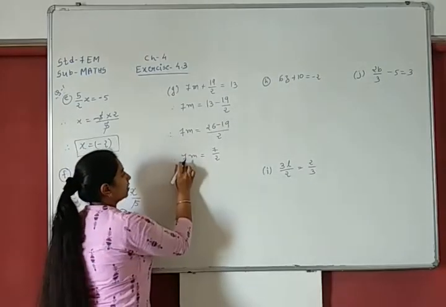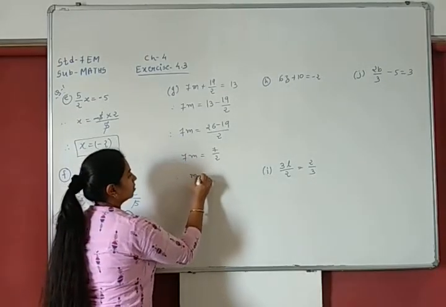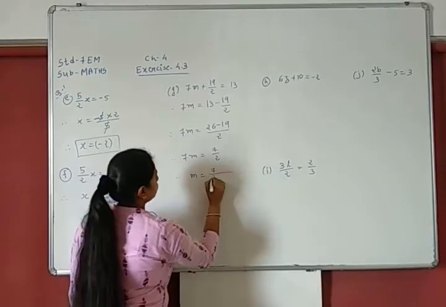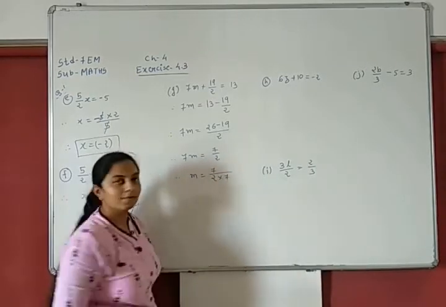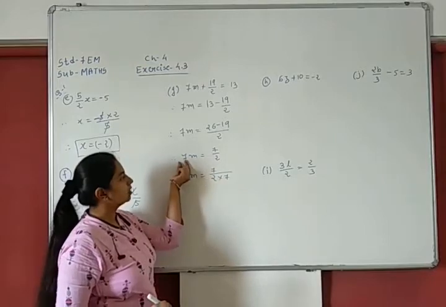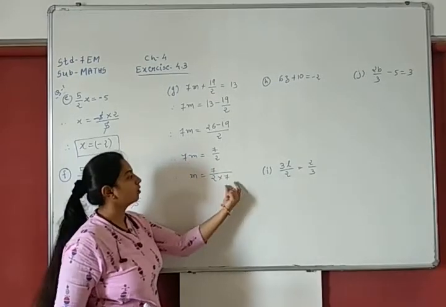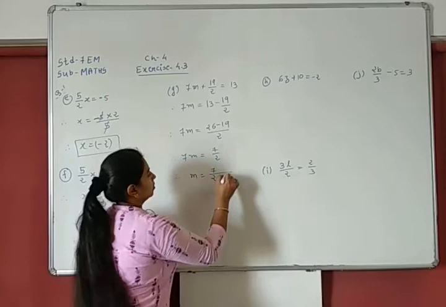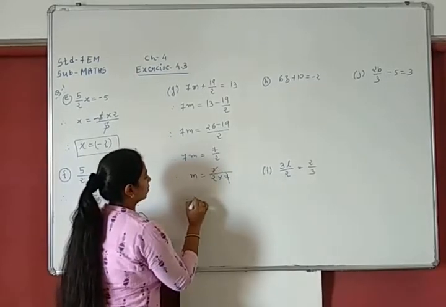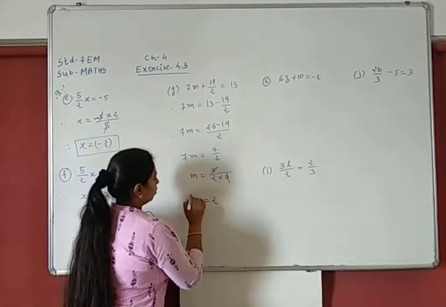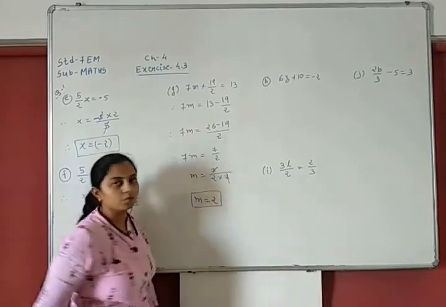Now this 7 will go here in the denominator, so 7 by 2 and one more 7 will come in the denominator. The 7 that was in multiplication on this side will come here in the denominator. 7 and 7 cancel, so the value of m will be 2.